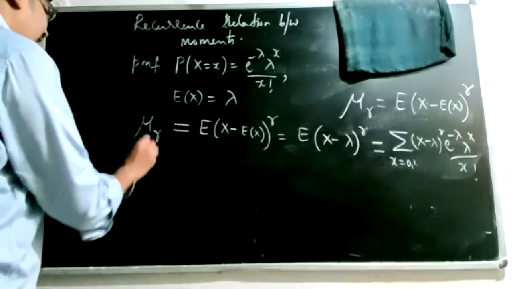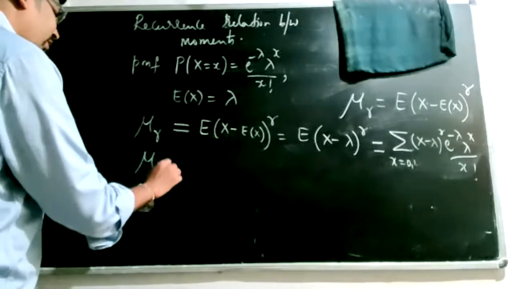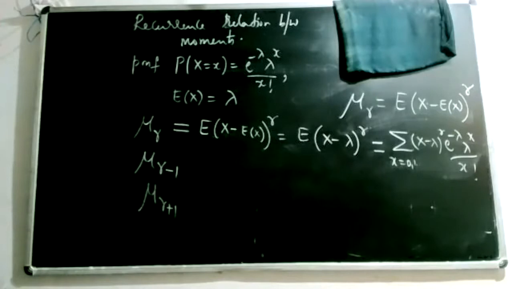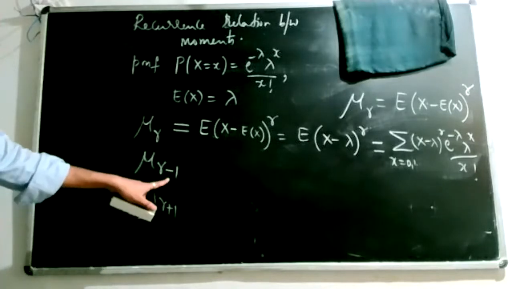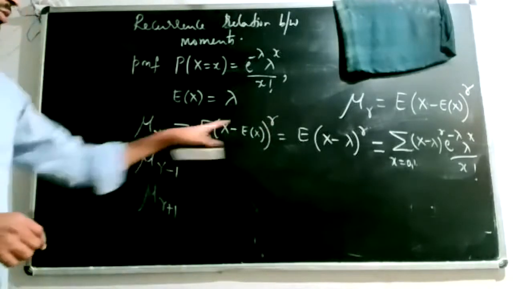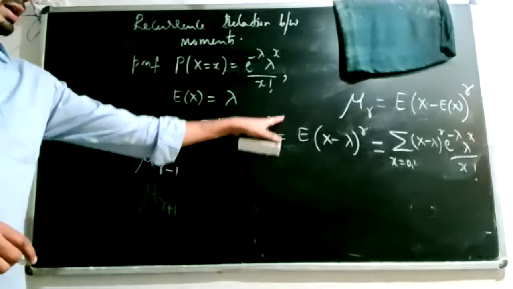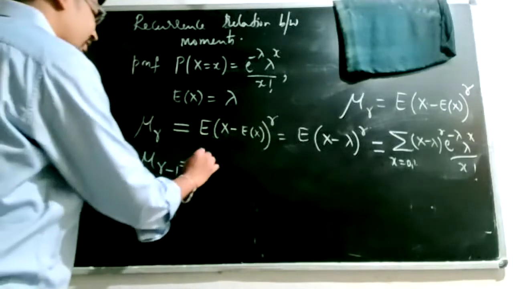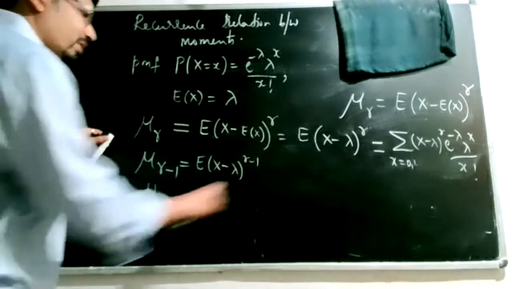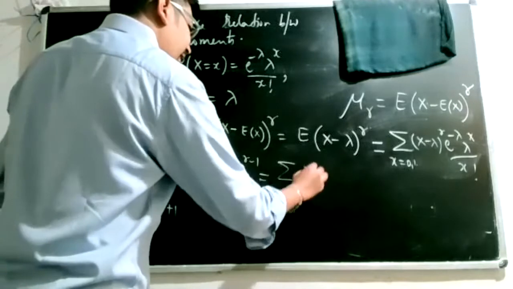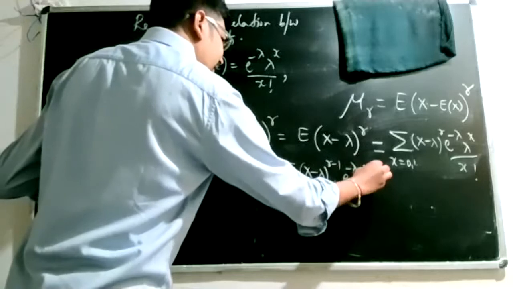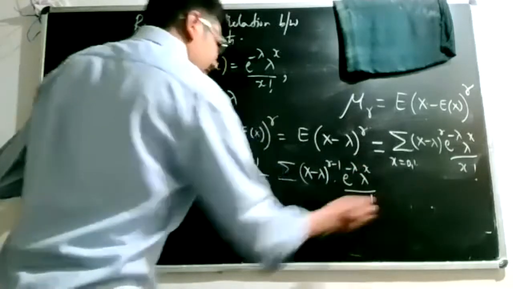What we do is we try to derive the relationship between mu r minus 1, mu r plus 1 and mu r. So the rth moment, the (r-1)th moment and the (r+1)th moment. The definition is one and the same: any rth moment is E of (X minus E(X)) to the power of r. So this will be the same as E(X) is lambda. Or in terms of PMF, you will have (x minus lambda) to the power of r, e power minus lambda, lambda power x divided by x factorial.